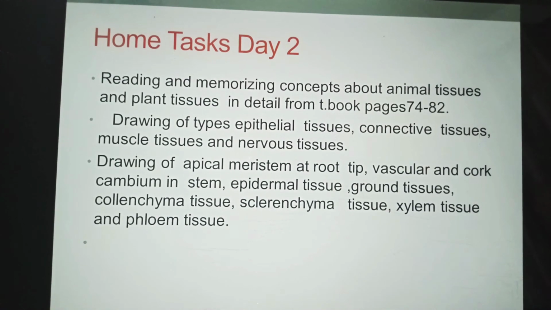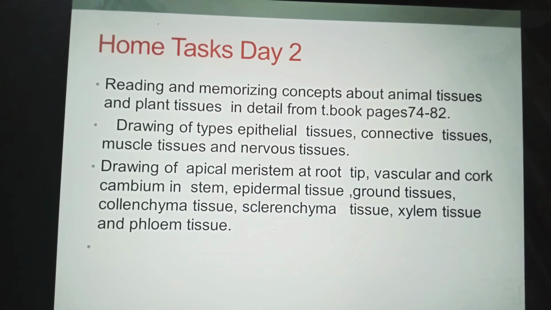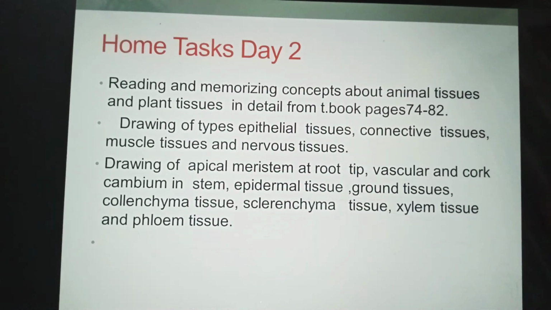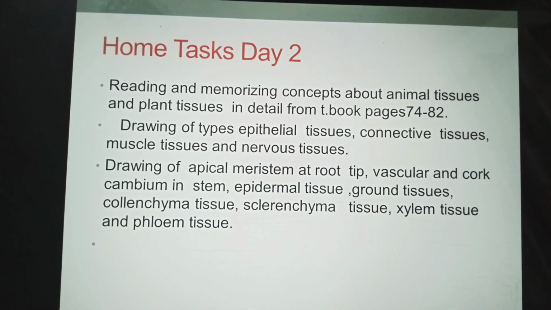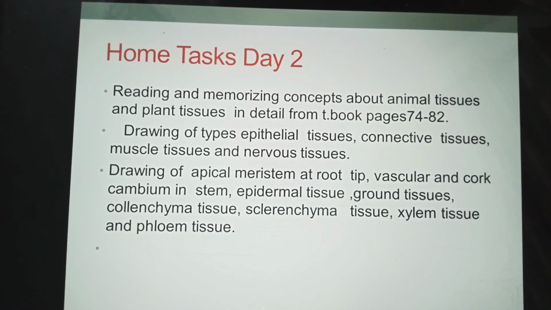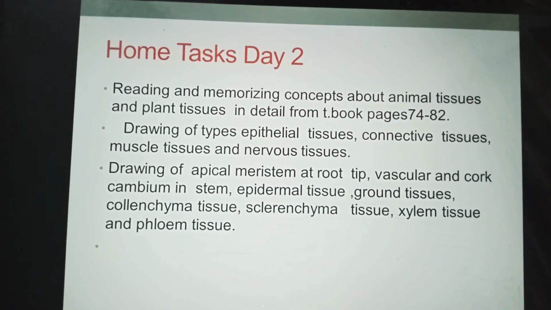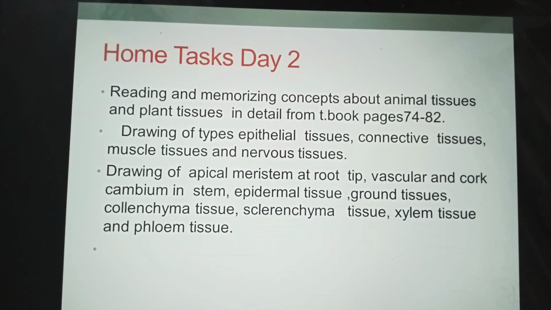And you have to draw the types of epithelial tissues, connective tissues, muscle tissues, and nervous tissues. You have to draw apical meristem at root tip, vascular and cork cambium in stem, epidermal tissue, ground tissues, collenchyma tissue, sclerenchyma tissue, xylem tissue, and phloem tissue.